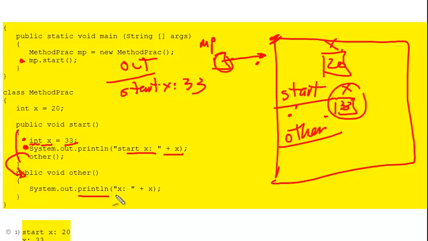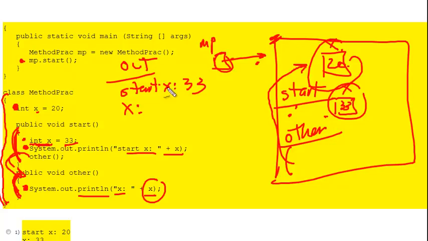Other prints out x colon, and looks up the value for x. It doesn't have its own local variable. It can't see that variable, even though it is still active, since we haven't formally exited completely from the method start. This instruction can see any variables declared inside this set of enclosing curly braces, and since it's inside this set of curly braces, which also encloses this x, it can see that one. So it's going to see that 20 up here and report that.